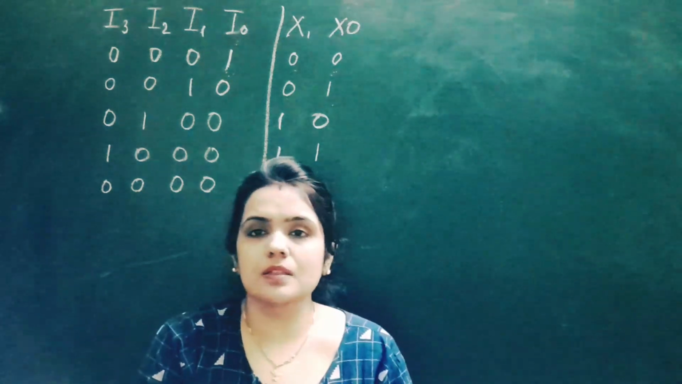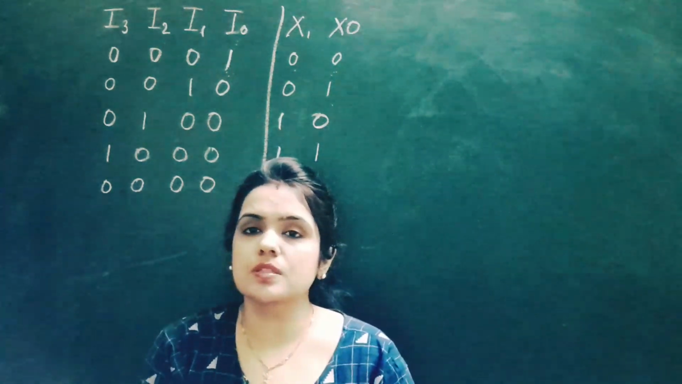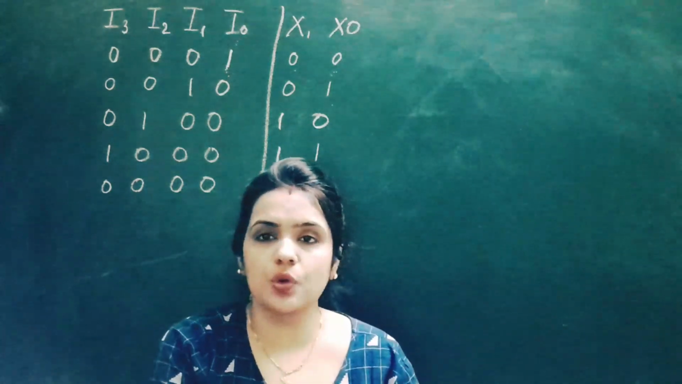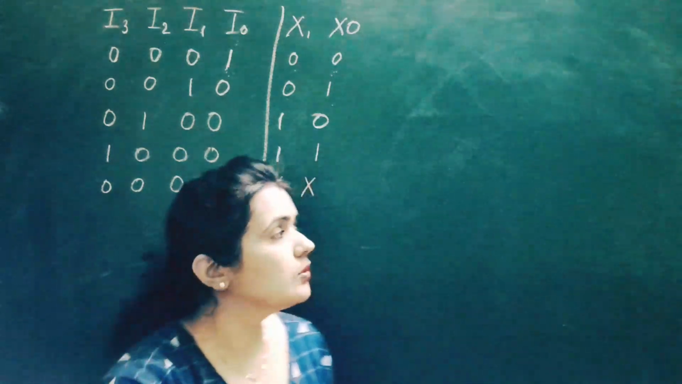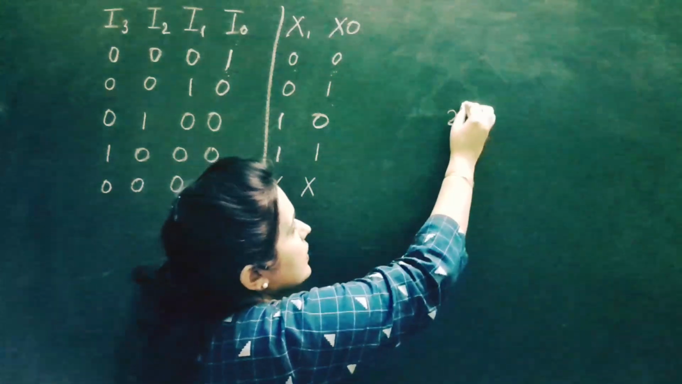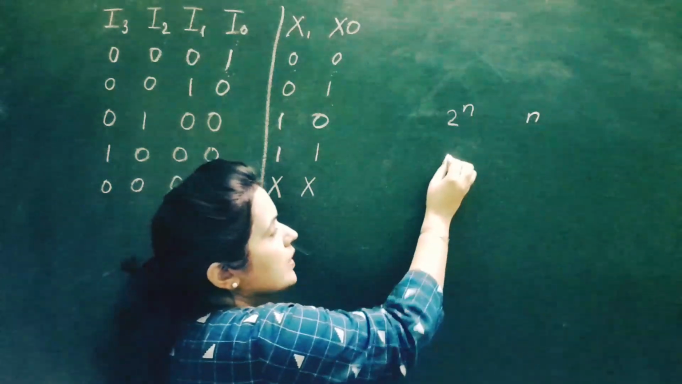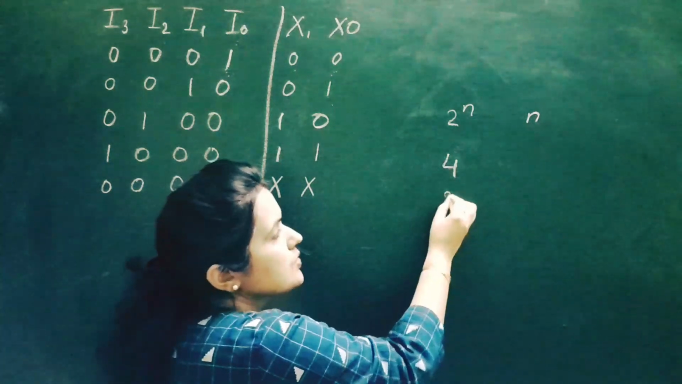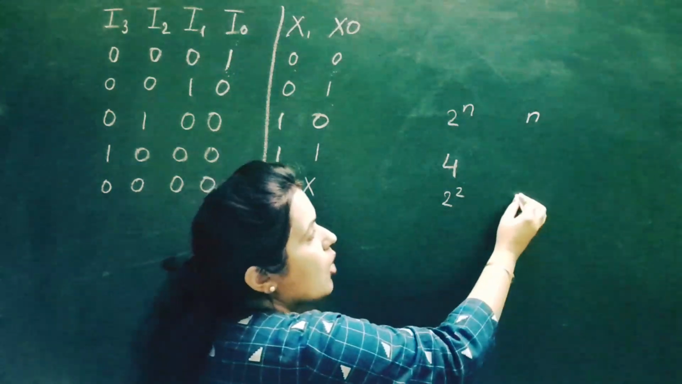Today's video we will see the design of a 4 to 2 line priority encoder. An encoder, as we know, is a circuit which performs the reverse operation of a decoder. Also, it is a circuit which encodes the information from 2 raised to the power n input lines to n output lines. Suppose we have 4 inputs, so 4 can be written as 2 raised to the power 2. In that case, it will have 2 output lines.